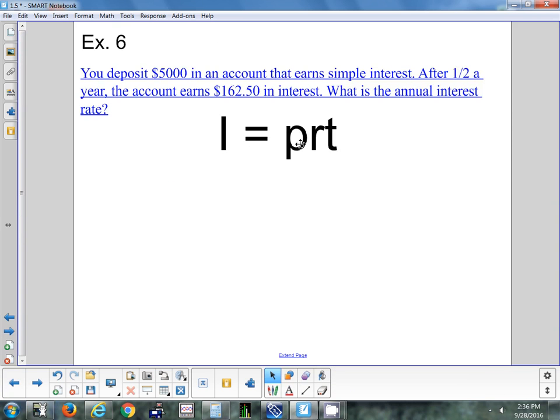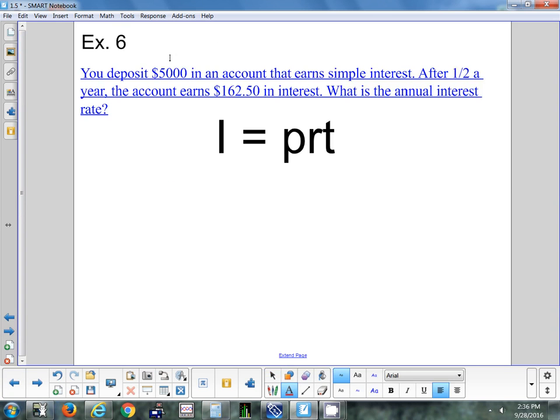I, right? Because it asks, what is the annual interest... Oh, because we're finding the rate. Oh, the rate, I'm sorry. Interest rate, my bad. And then I didn't read the bottom. So what is the annual interest rate? So the R is going to stay as R. Everything else is going to become a number.